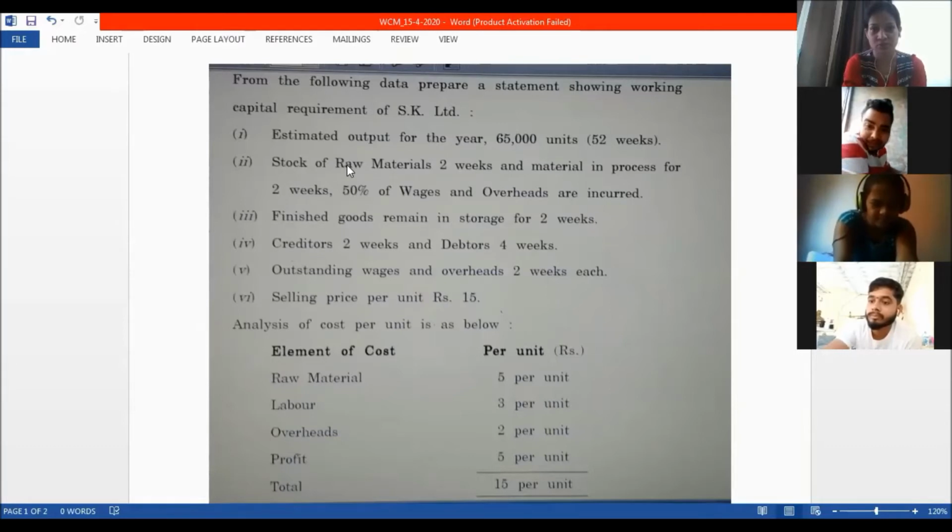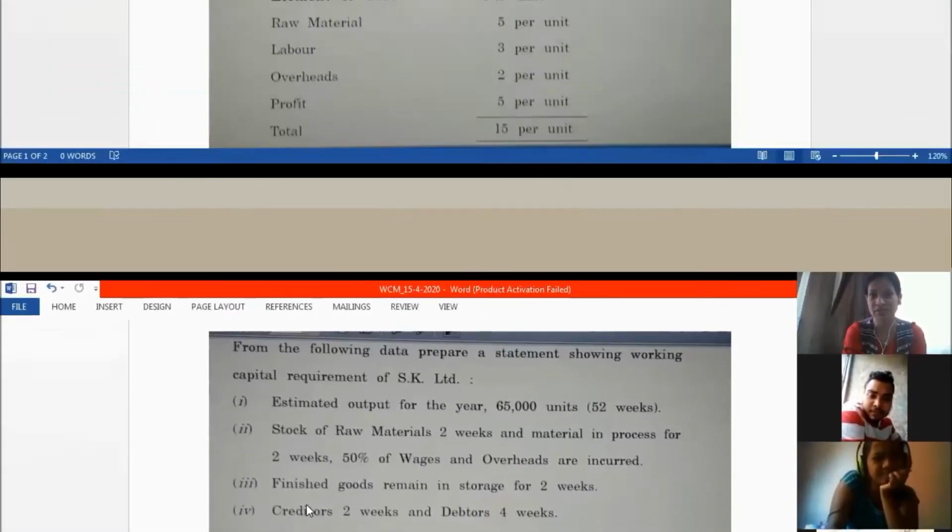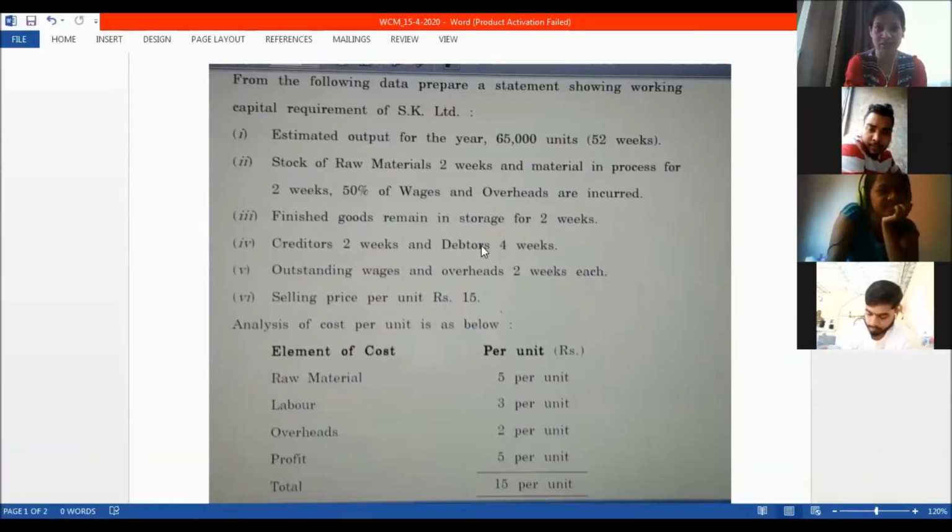In this sum, if you see raw material, WIP, and finished goods, all this is part of inventory, which is part of current assets, and debtors are part of current assets again. And wages and overheads, they have given you time. So outstanding wages and overheads, 2 weeks time for each of the components. Okay, so we'll create the format and we'll start solving the sum.